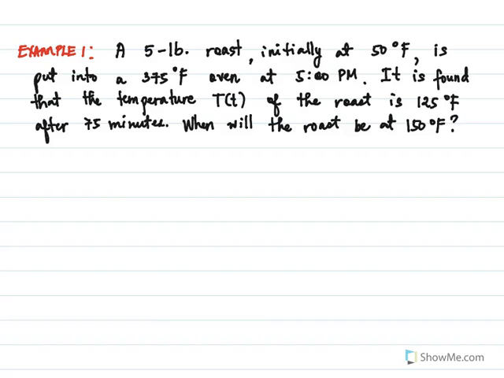Let's have an example. A 5-pound roast, initially at 50 degrees Fahrenheit, is put into a 375 degree Fahrenheit oven at 5 p.m. It is found that the temperature T of the roast is 125 degrees Fahrenheit after 75 minutes. When will the roast be at 150 degrees Fahrenheit? Okay, sa example natin na to, actually, the body is heating up instead of cooling down. But again, as I've said, it doesn't matter. It will be the same relationship. Okay, same formula ang gagamitin natin, whether heating up or cooling down yung body natin.